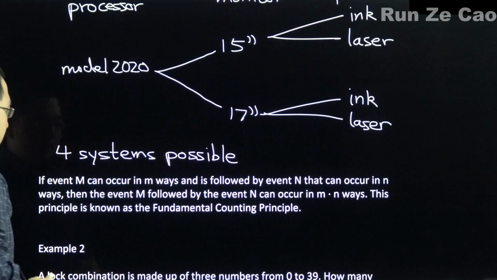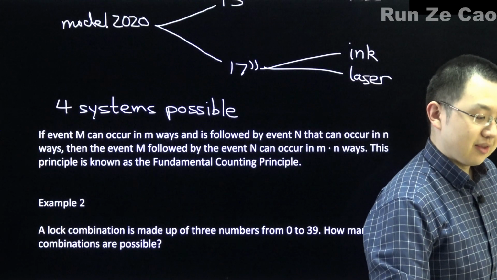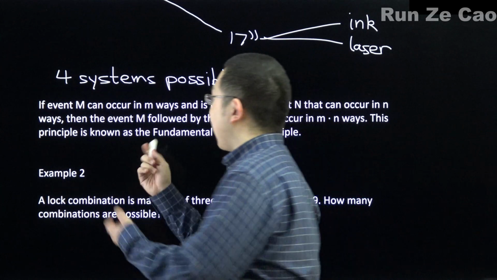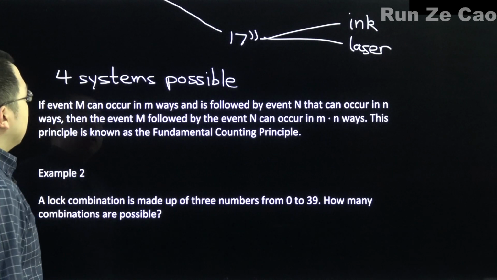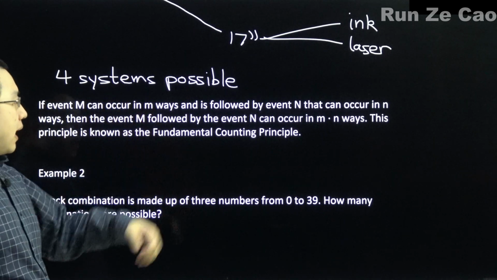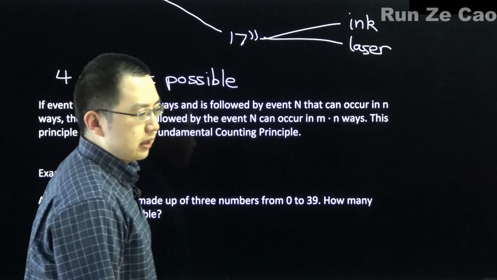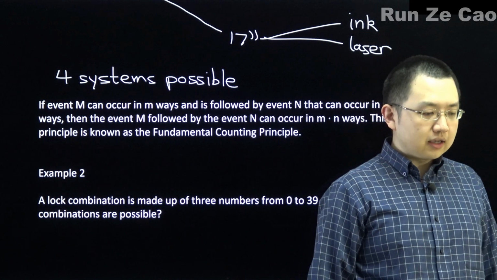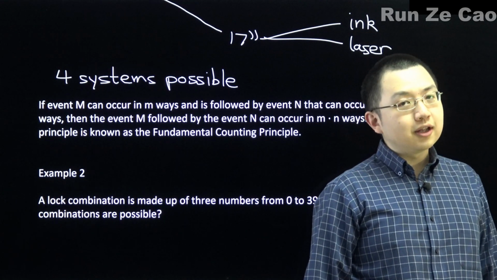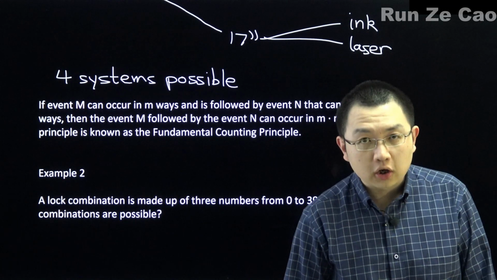Okay, so let's say we have an event M. Big M in this case. It can occur in little m ways, and is followed by event N, which can occur in little n ways. The event M followed by the event N can occur in m times n ways, presuming that they are independent, or at least that event M does not affect the number of ways that event N can occur in.